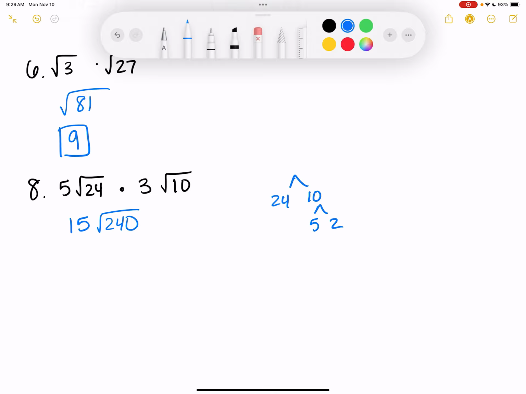That can't go any farther. What about 24? 12 and 2. And then, or 6 and 4, and then 4 and 3. Yeah, like that. I went with 12 and 2. That's what I heard first.